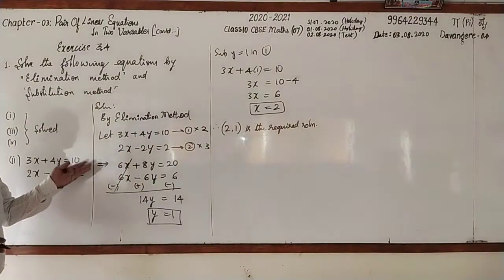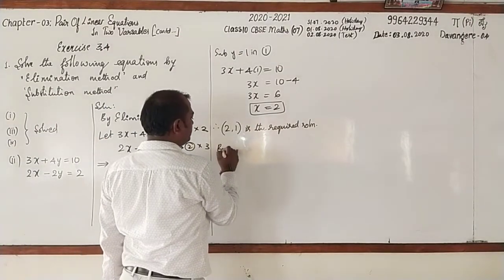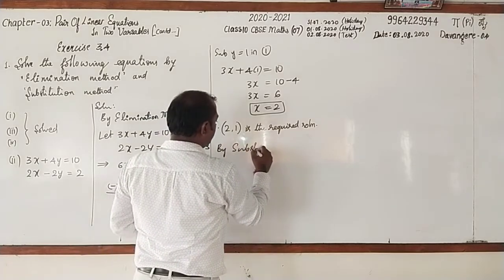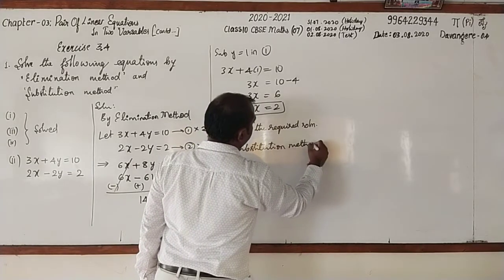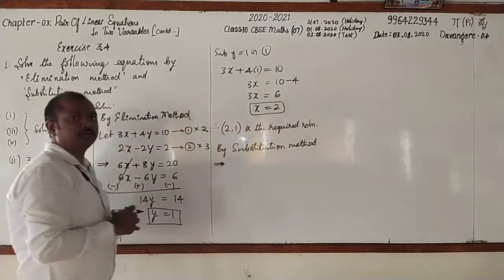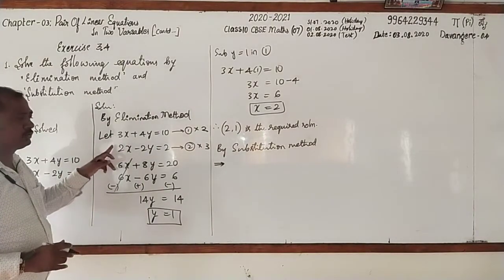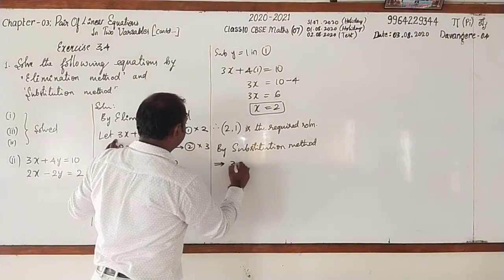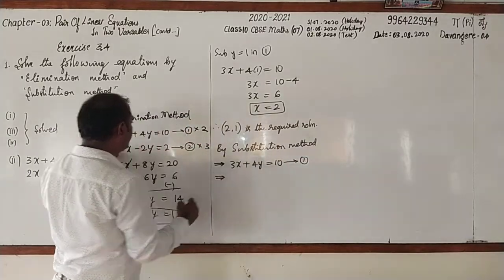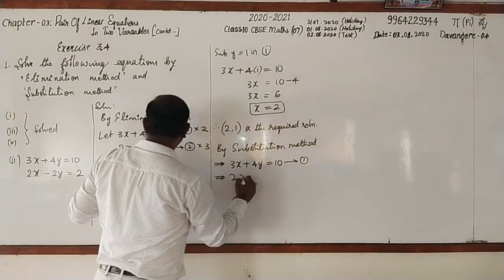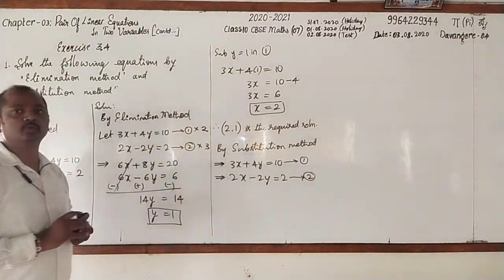Now let us solve the same equations by the second method. What is that? Substitution method. Observe. By substitution method. According to this method, we have already taken the equations as 1 and 2. Again, I am going to write the same. 3x plus 4y is equal to 10. Let us call it equation 1. Then 2x minus 2y equal to 2. You may call it equation 2.